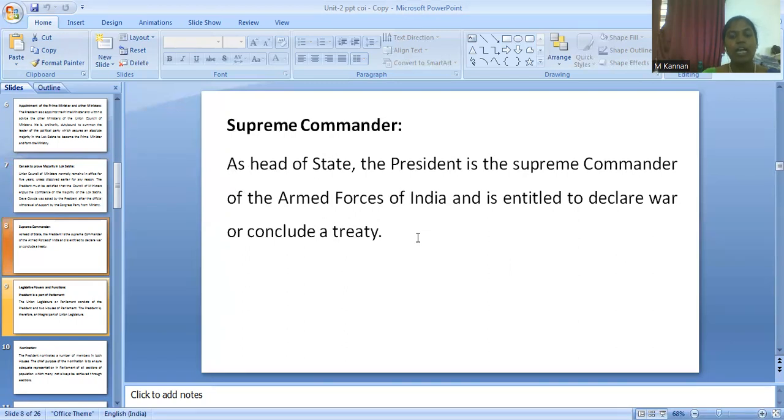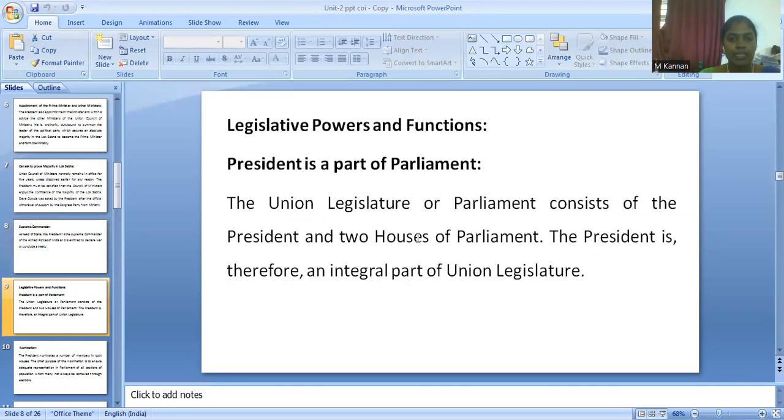Supreme Commander. As the head of the state, the President is the Supreme Commander of the Armed Forces of India and is entitled to declare war or conclude a treaty. So that's all about the executive powers and functions of the President of India. Now we have to move to legislative powers and functions.